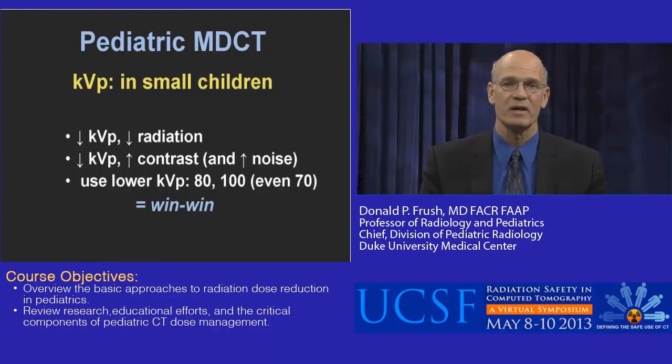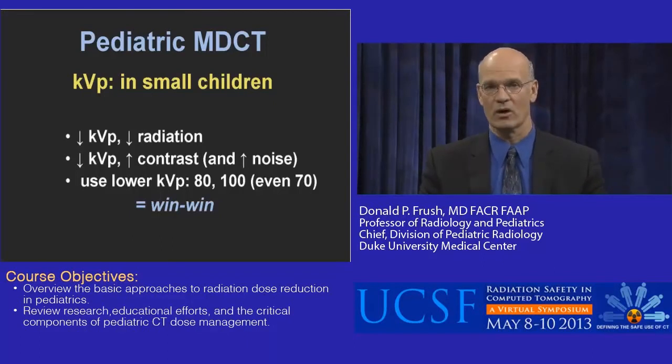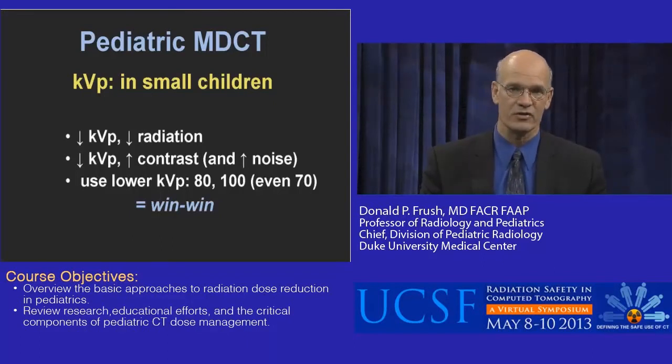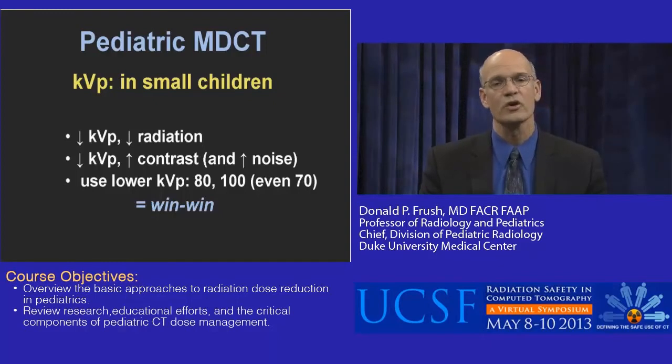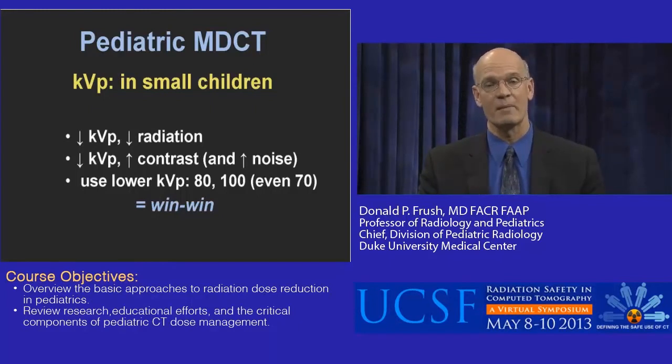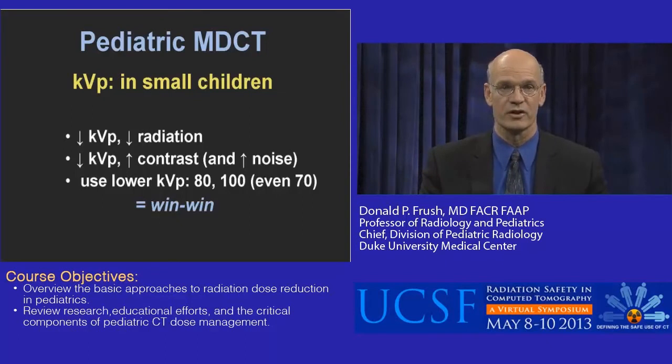Moving on to kVp, especially in small children. When you decrease the peak kilovoltage, you decrease the radiation exposure, the radiation dose, you increase image contrast, and by using a lower kVp in children, 80 or 100, even 70, some manufacturers now have 70 kVp options, you can substantially decrease the dose, because decreases in kVp are exponential versus decrease in mA, which are linear decreases in dose. So by lowering the kVp, especially with a potential high contrast decision process, it's a win-win situation.